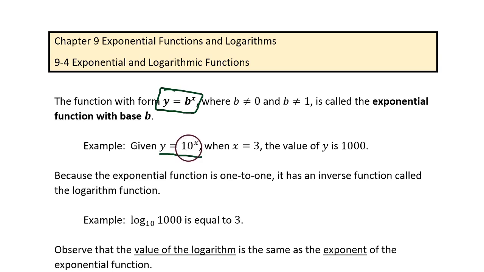The value of the base is 10. The exponent is x. When x is 3, what's y equal? Well, that would be 10 to the third power, which is 1,000. Exponential functions are one-to-one. For each x value you input, you get one y value paired to it. Because it's one-to-one, it has an inverse function, and that's called a logarithm.